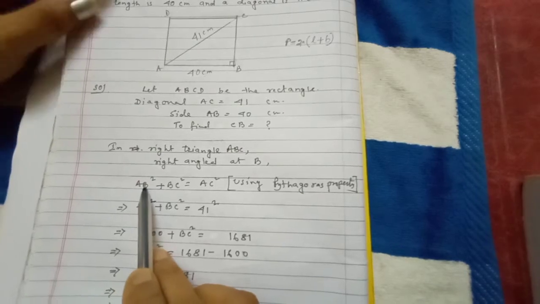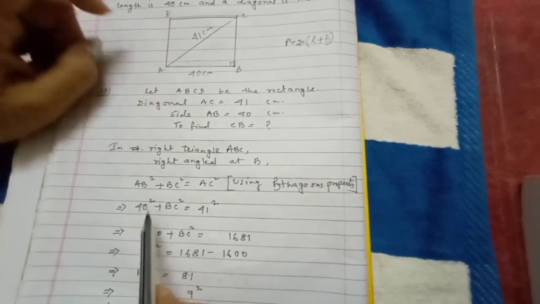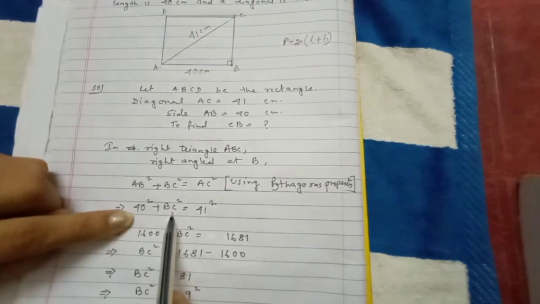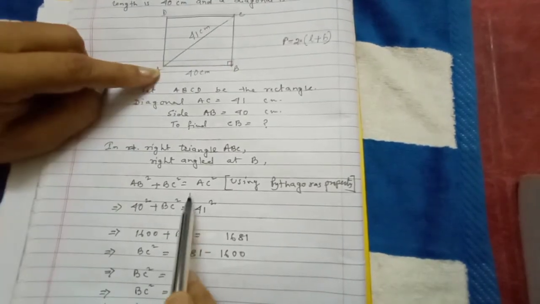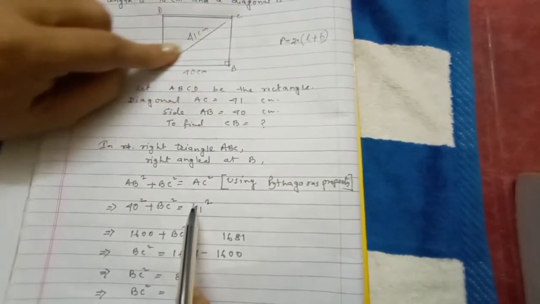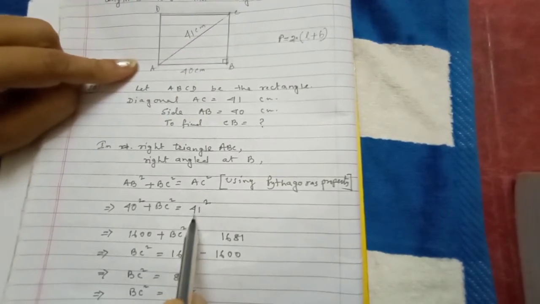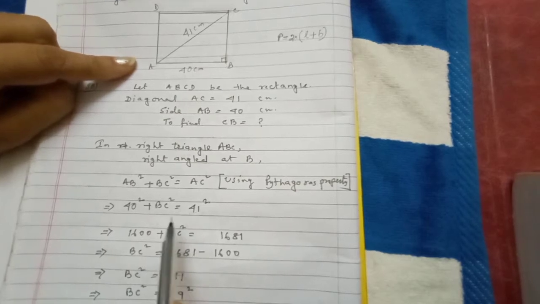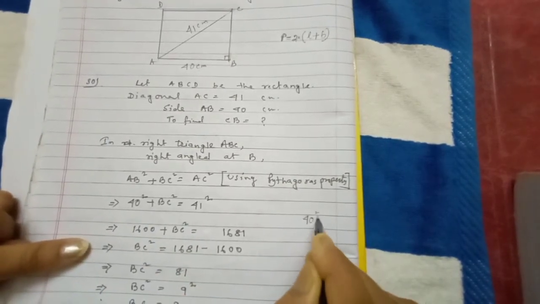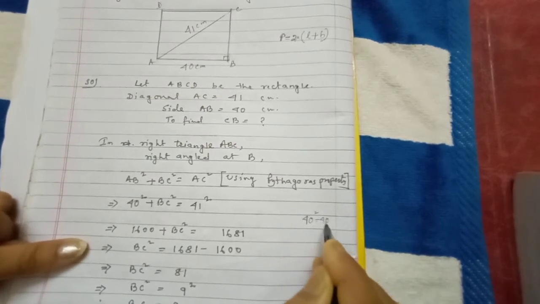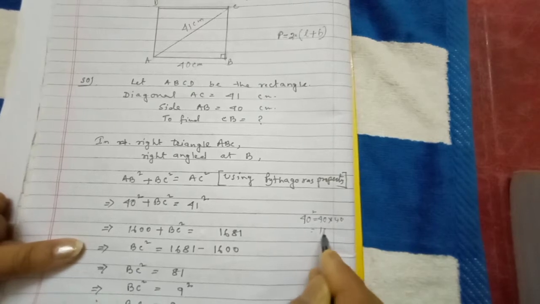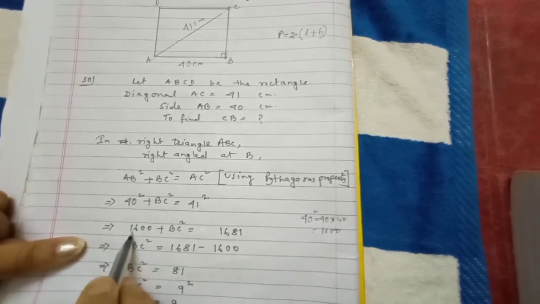Now value of AB is 40 centimeter, so 40 square. Value of BC we don't know, we have to find it out. And AC, that means the diagonal, the length of the diagonal is given, it is 41 square centimeter. Now 40 square means 40 into 40. So it will be 4 4s are 16, 0 0, 1600.